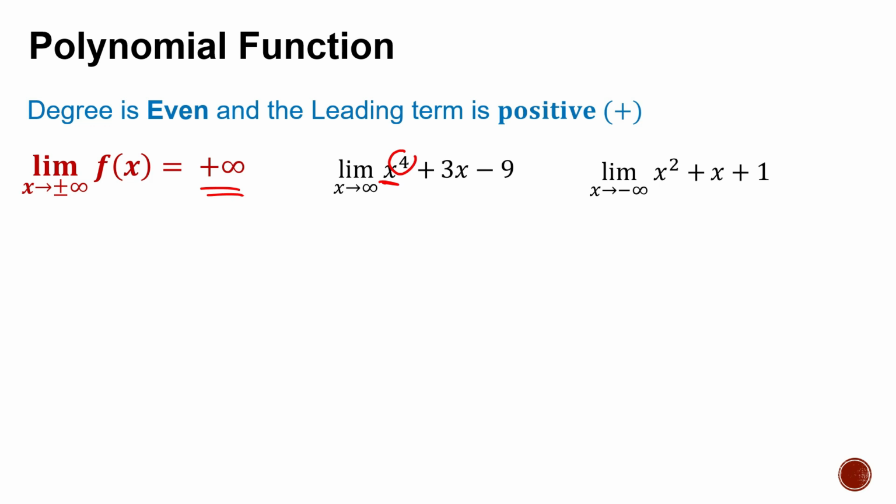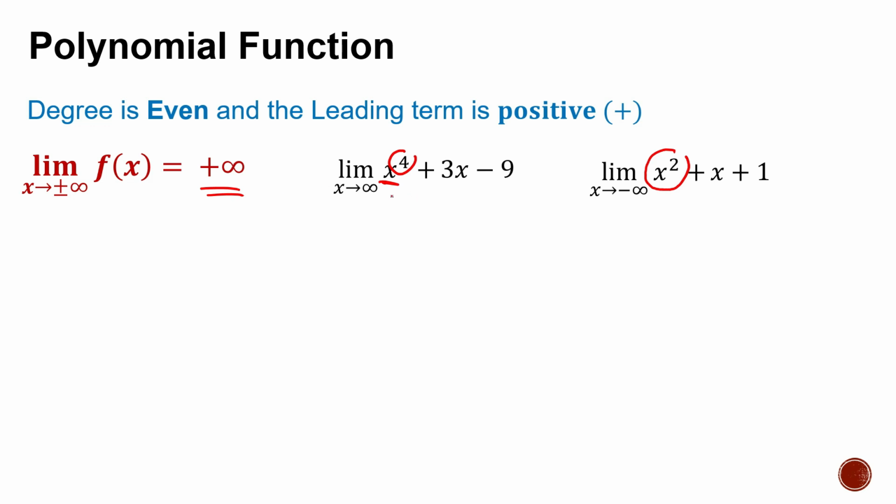Another example is this: x squared plus x plus 1. This is quadratic. And again here, the degree is even, it's positive, and the limit of that function as x approaches negative infinity is still positive infinity. And maybe you are still wondering why. Well, it's really easy to understand if you graph this too.